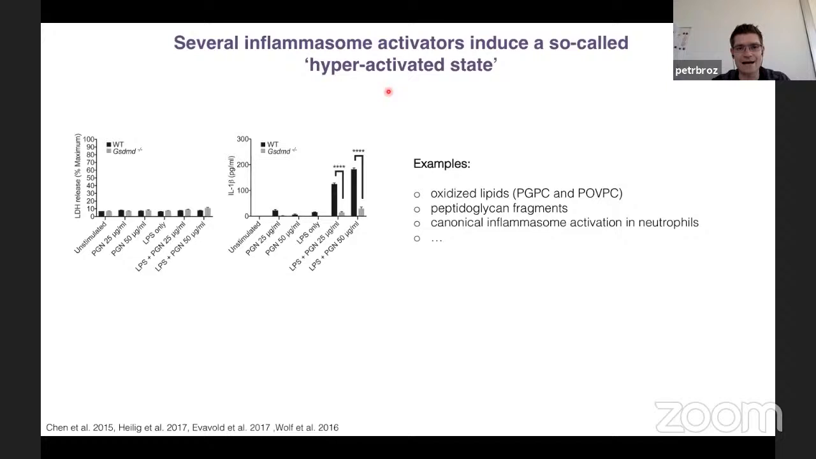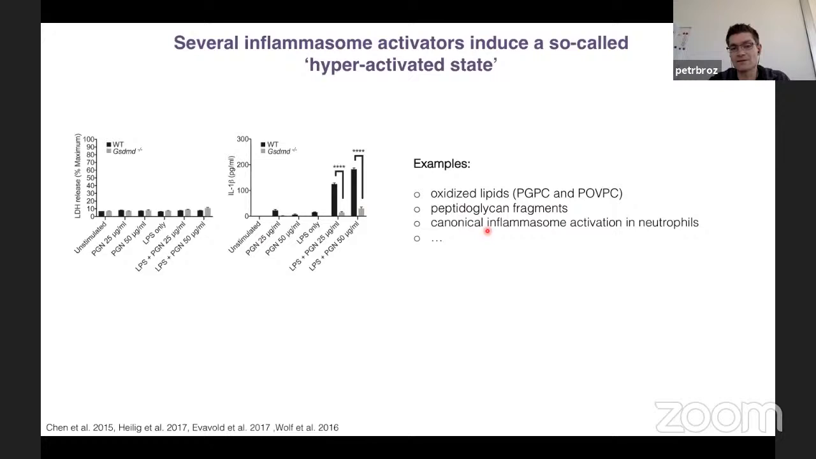where there is no apparent LDH release, no apparent cell death ongoing, but there is measurable release of IL-1 beta, as shown here in the IL-1 beta ELISAs, which are the black bars, and this is still dependent on gasdermin D. So these are oxidized lipids like PGPC or PazePC that can induce this type of weird inflammasome activation, peptidoglycan fragments like here, PGN.